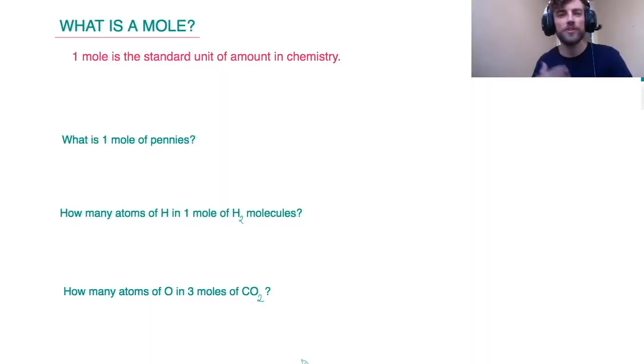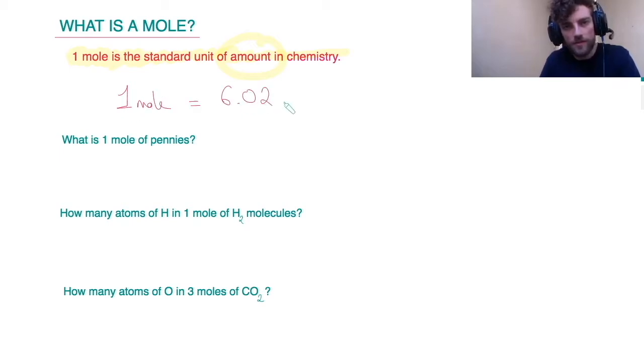So the first question we should ask ourselves is, what is a mole? If you were paying attention in the introduction, I already explained that 1 mole is the standard unit of amount in chemistry. And that is exactly what it is. 1 mole is nothing more special than 6.02 times 10 to the 23 things. And those things could be anything.